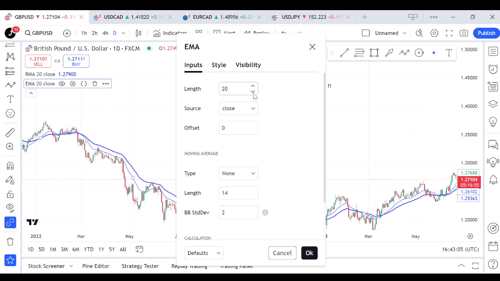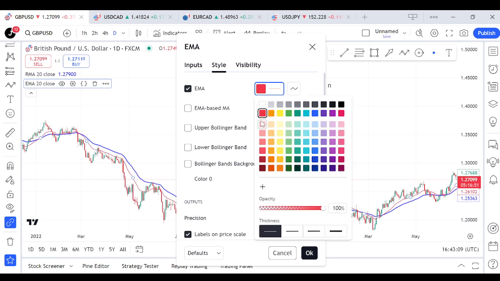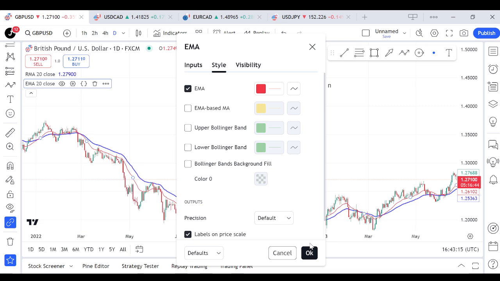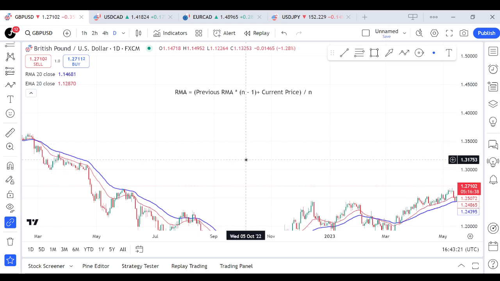And also I have to edit the color. The EMA is red in color while the rolling moving average is blue in color, and the rolling moving average is the thicker line as you can see, but the EMA is slightly faint, so that it can help us differentiate between the two moving averages.